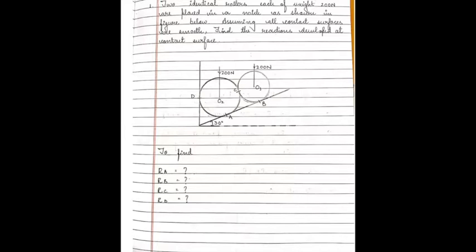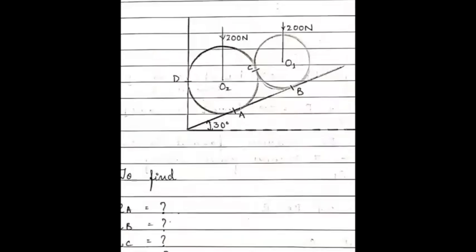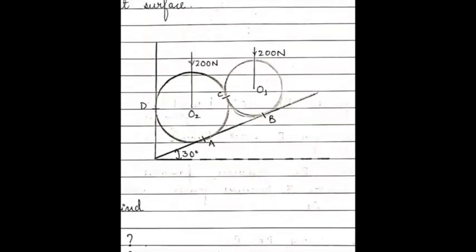See the figure, please be very clear. It is not exactly horizontal. That has been inclined with an angle of 30 degree. You can see the figure clearly. You have a notch. Inside the notch, you have two spheres. Each of weight 200 is already given.